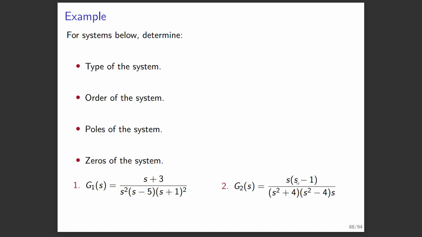How about this system? What's the type of this system? Well, there is one s here, so the type is 1. What's the order of this system, which means the number of poles we have? Well, there is 1, 2, 3, 4, 5. So the order is 5. What are the zeros and poles? I have a zero at the origin at s equals 0, and I have a zero at plus 1. My poles are going to be at the origin, plus minus 2, and then plus minus j2, or 2 times j.